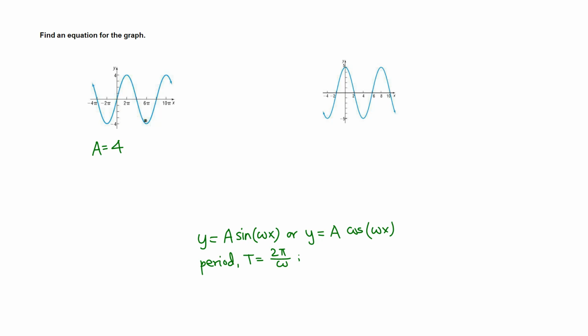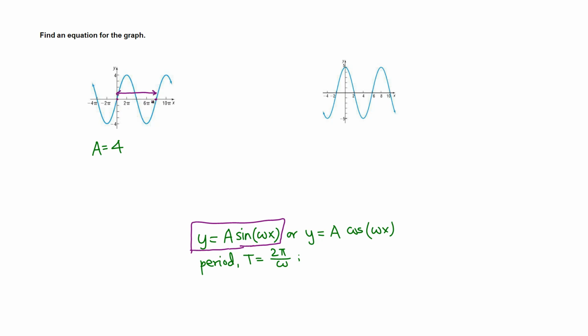Now we need to find the equation like this. So sine means y equals A sine omega x, and period T equals 2 pi over omega. So we need to look at the period. Look at here, this graph from 0 all the way up, back to 0, all the way down, back to 0. So here is one full cycle. So this is the period. This length is the period.